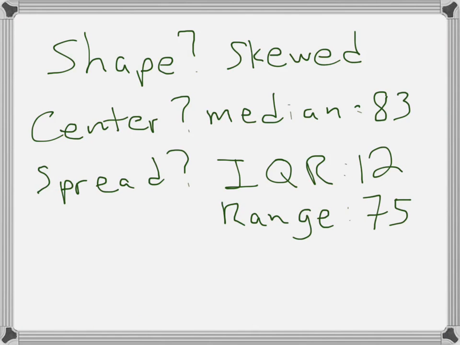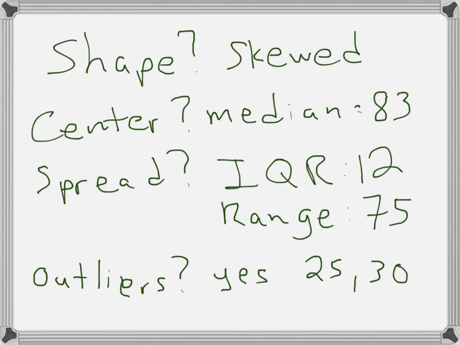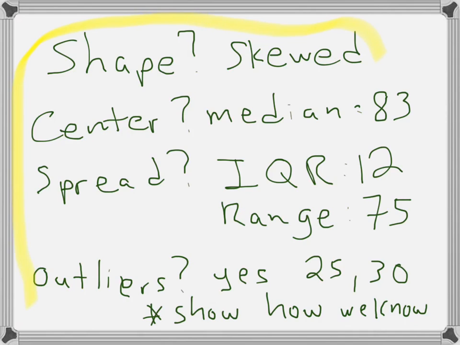So the last part that we need to talk about to represent this data, outliers, are yes at 25 and 30, and it's very important that we show the calculations that told us how we know. Oh yeah, one last thing. All of this needs to be in context.